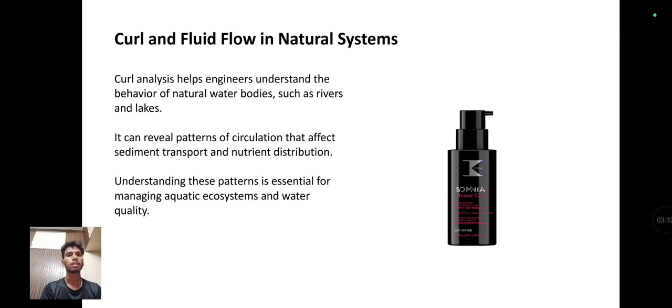Next, we will see the curl and fluid flow in natural systems. Curl analysis helps engineers understand the behavior of natural water bodies such as rivers and lakes. It can reveal patterns of circulation that affect sediment transport and nutrient distribution. Understanding these patterns is essential for managing aquatic ecosystems and water quality.